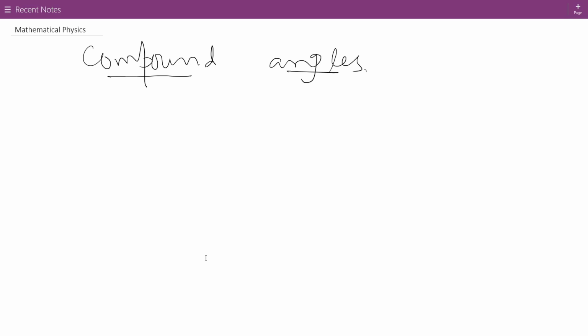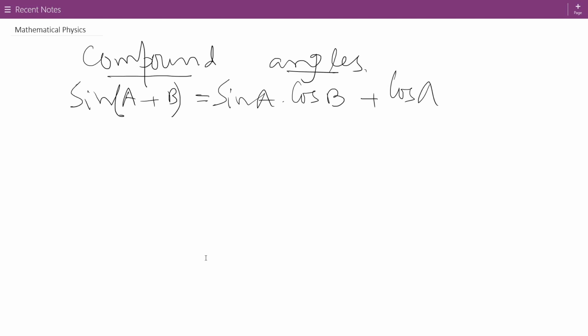Say the first expression for compound angles: sine A plus B. A and B are two different angles, both less than 90. This is expressed in this way: sin A cos B plus cos A sin B. These are the first expressions.